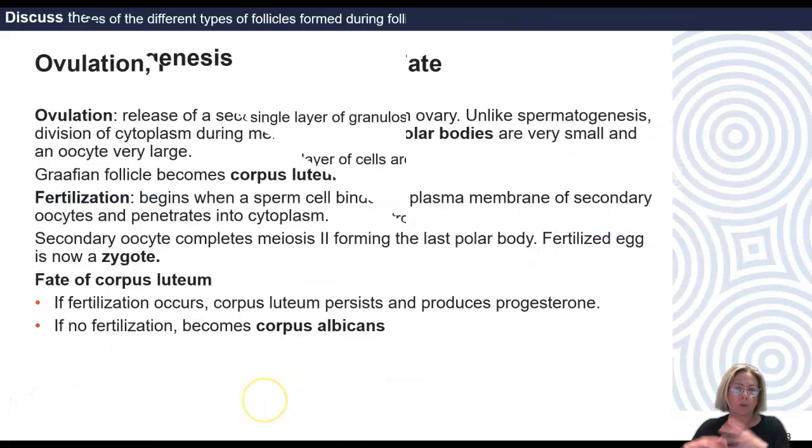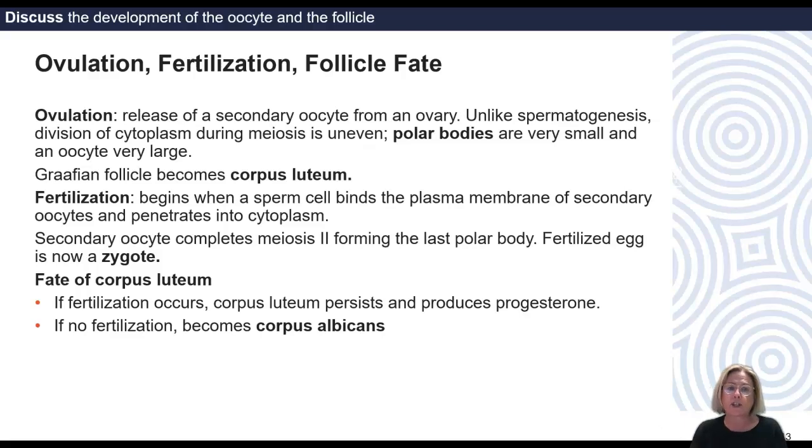So just to summarize some of this terminology. Ovulation is the release of the secondary oocyte from an ovary. Unlike spermatogenesis, the division of the cytoplasm during meiosis is uneven. We do get the generation of those polar bodies that are very small and the one oocyte that's very large. The Graafian follicle, once ovulation has occurred, becomes the corpus luteum, or the yellow body. Fertilization begins when a sperm cell binds the plasma membrane of the secondary oocyte and penetrates into the cytoplasm. The secondary oocyte completes meiosis II only after fertilization occurs. And during this, it forms the last polar body, and the fertilized egg then is now known as the zygote.